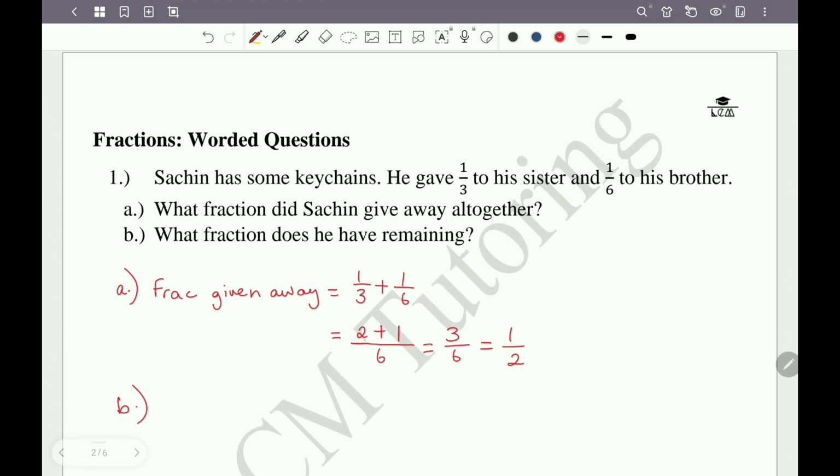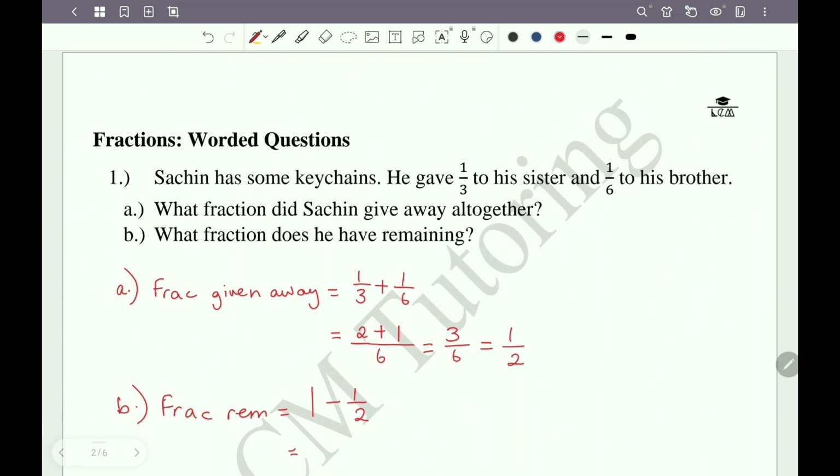For B, what fraction does he have remaining? So again, when we would ask what number he has remaining, what we would do is subtract what he gave away from the total. In this case, we don't have a numerical total, but when dealing with fractions, the total or the whole is always taken to be 1. So to find the fraction remaining, what we will do is subtract the fraction that he gave away, which is 1/2, from a whole, which is 1.